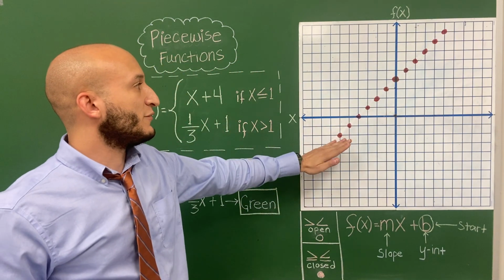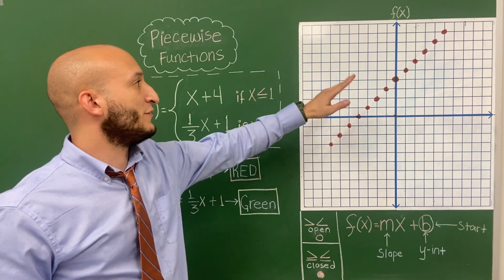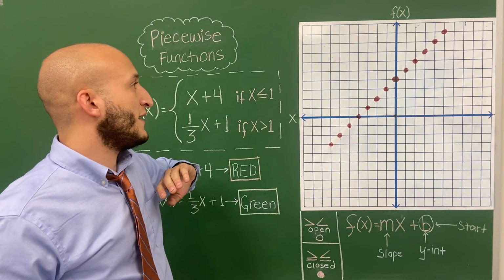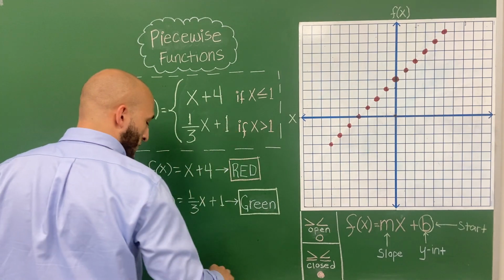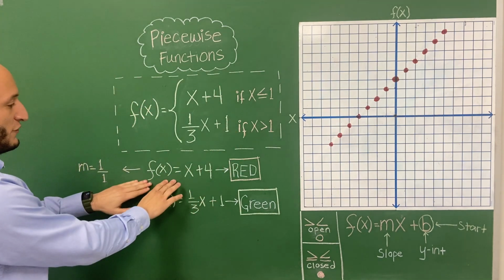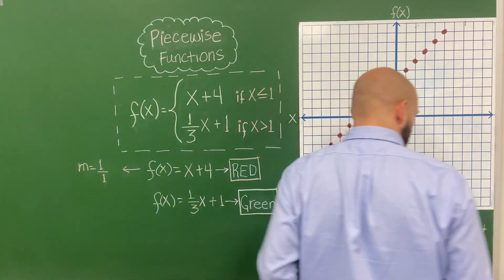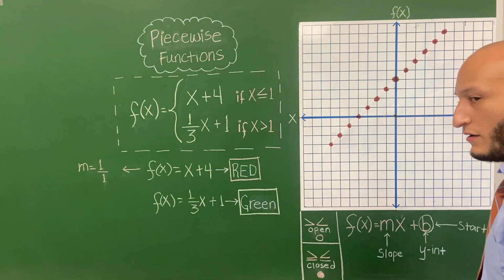Okay, and I'm going to leave it like this for now. I have enough dots plotted there, and I can kind of get a vision of how my line's going to look like. Once I graphed the first function, let's move to the second function. I'm going to use green.